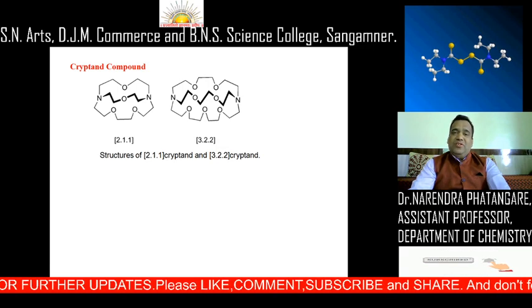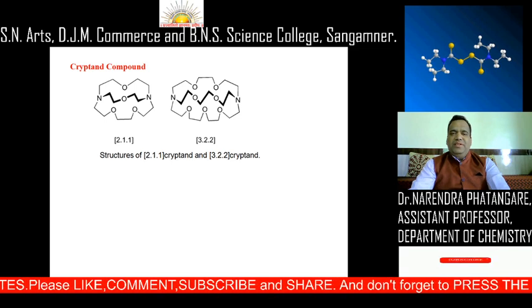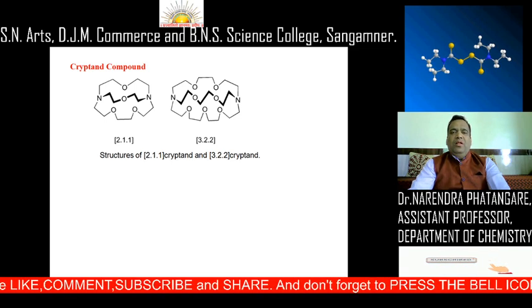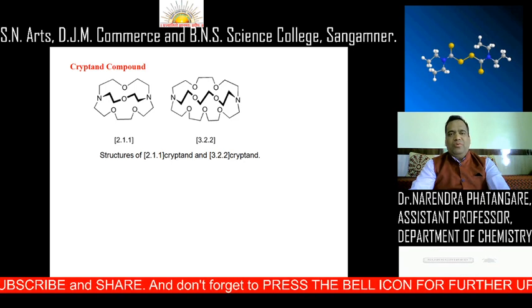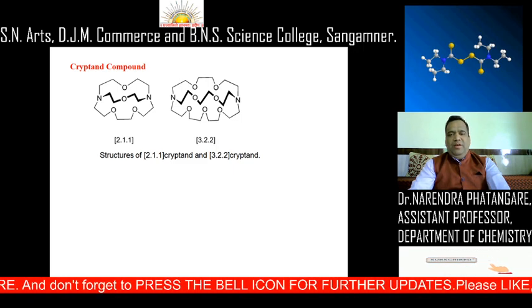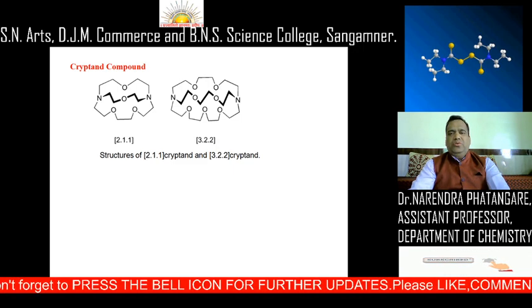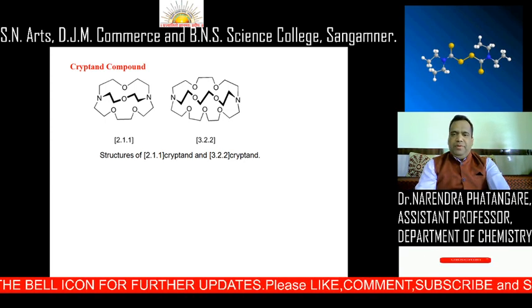That means two cycles are there, and on the basis of their cycles they are named [2.1.1]. That means 2 is the number of oxygens present at the bridge, while 1 and 1 give the ring size. Similarly, [3.2.2] and others are examples of cryptands.